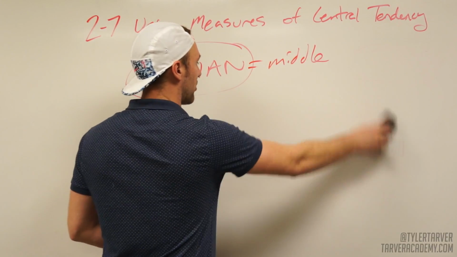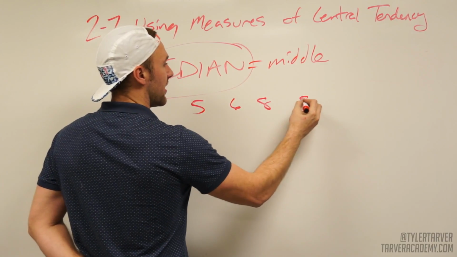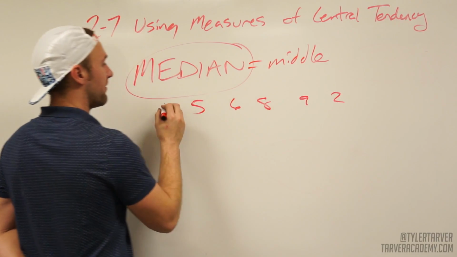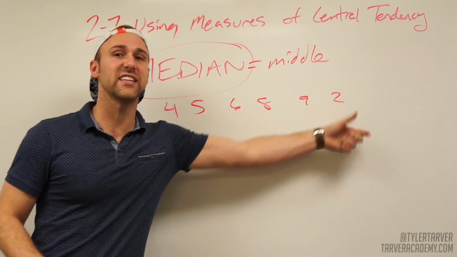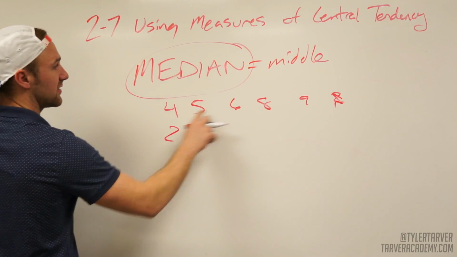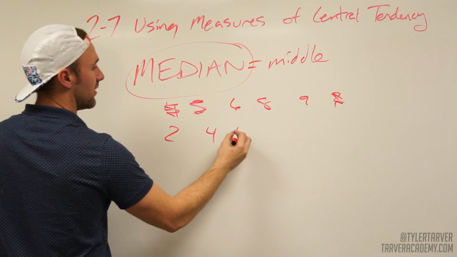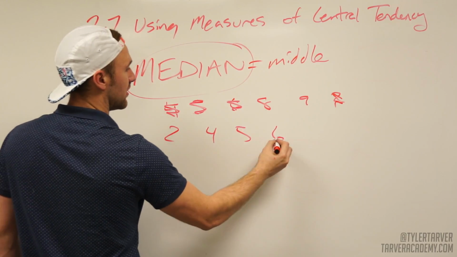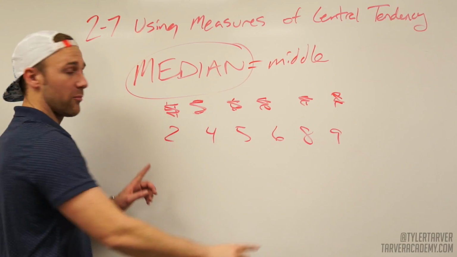Okay, let's say we get a little crazy. Let's say we've got 5, 6, 8, 9, and 2, and 4. See what I did there? You're going to find out. We got 1, 2, 3, 4, 5, 6 numbers. Put them in order. Lowest number, 2. Next lowest number, 4. Next lowest number, 5. Next is 6. Next is 8. And last is 9.